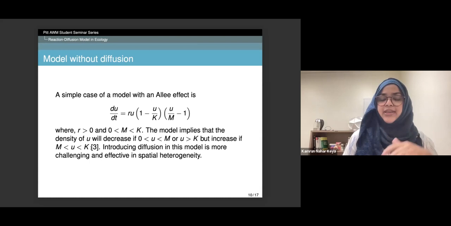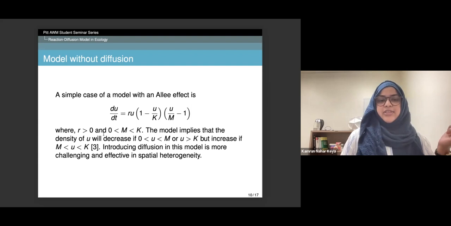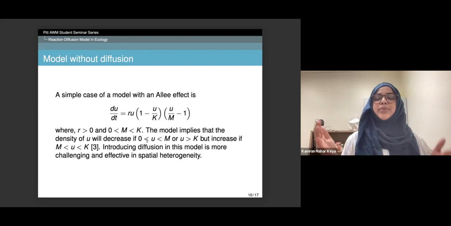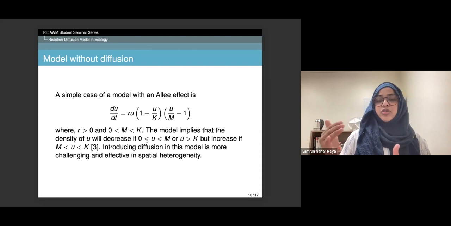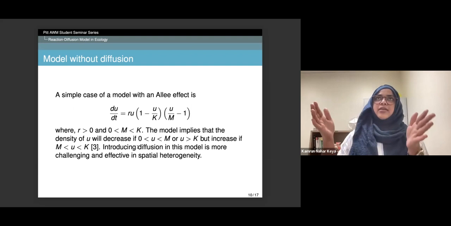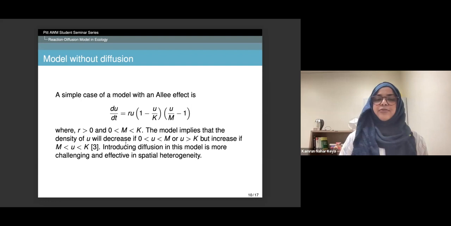I'll just say for now that if the diffusion is not present and we only have Allee effect in the environment, obviously the growth rate is positive, and the sparse function will be from 0 to k, and then we'll see that this population will decrease if the density is between 0 and m and if the population is above the carrying capacity. But it increases if it is between the sparse function and the carrying capacity. So only if it is between the sparse function and carrying capacity can they exist in the environment.